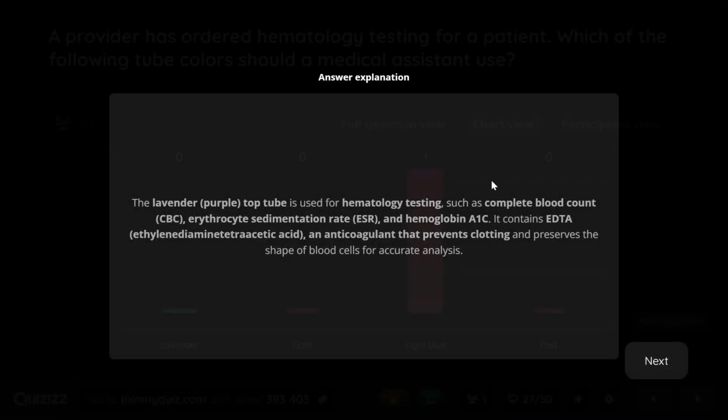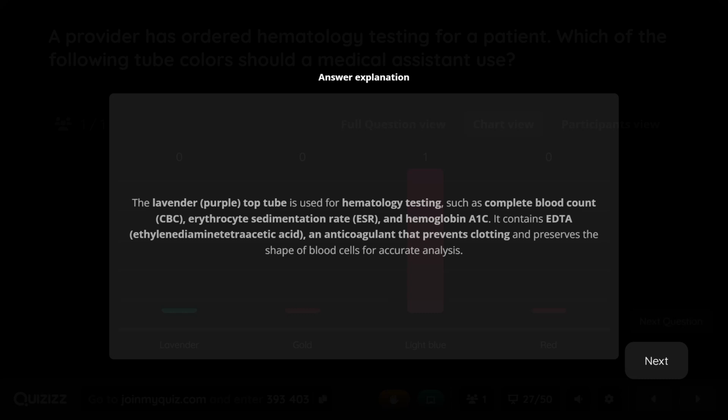So the lavender tube is used for hematology testing like CBCs. And remember, CBC stands for a complete blood count. We also use the lavender tube for erythrocyte sedimentation rates. You guys may see this listed as ESRs. And we also use lavender tops for hemoglobin A1C testing when we're testing those diabetic patient sugar levels. Now, the lavender tube contains EDTA. Okay, this is an anticoagulant that prevents clotting and preserves the shape of blood cells for accurate analysis.